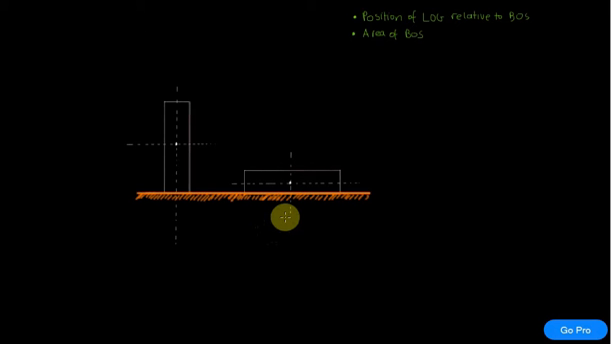Okay, welcome to the third and final section regarding the variables or factors that affect balance and stability. Here we will be unpacking two of the variables. One is the position of the line of gravity relative to the base of support, and that links very closely to the area of the base of support itself.